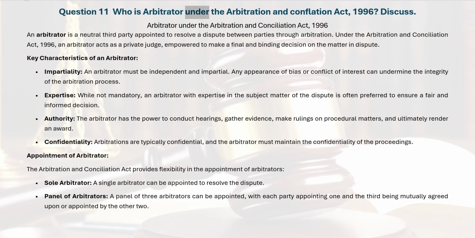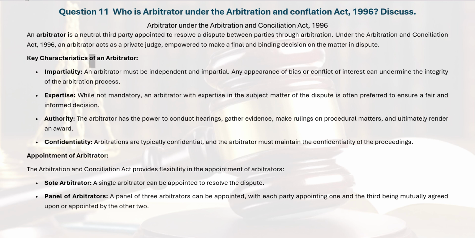Question 11. Who is an arbitrator under the Arbitration and Conciliation Act, 1996? Discuss. Arbitrator under the Arbitration and Conciliation Act, 1996. An arbitrator is a neutral third party appointed to resolve a dispute between parties through arbitration. Under the Arbitration and Conciliation Act, 1996, an arbitrator acts as a private judge, empowered to make a final and binding decision on the matter in dispute.